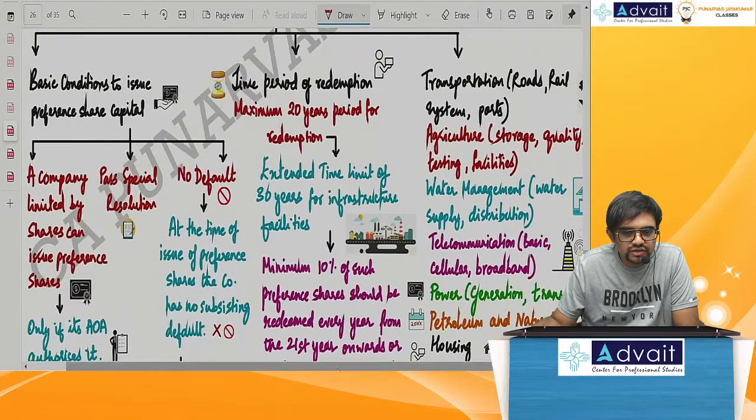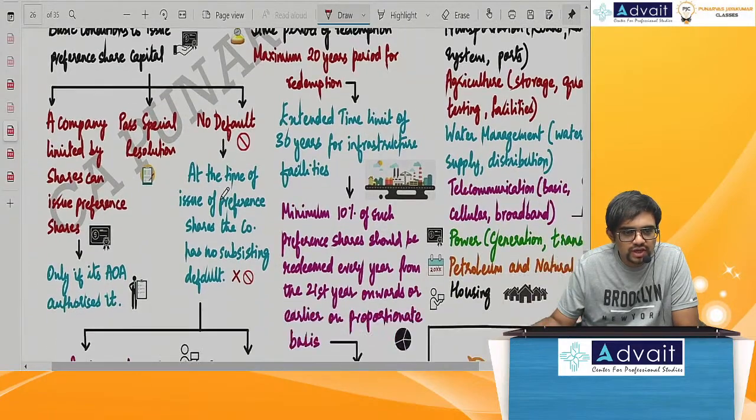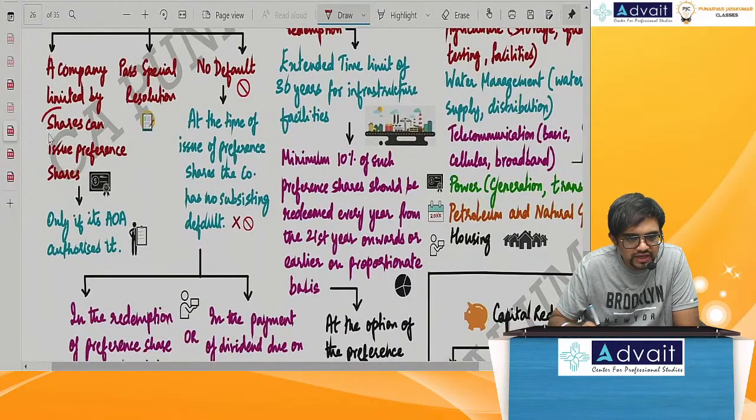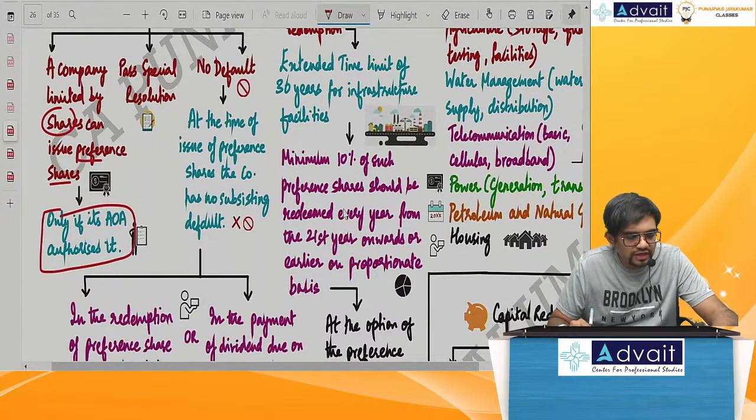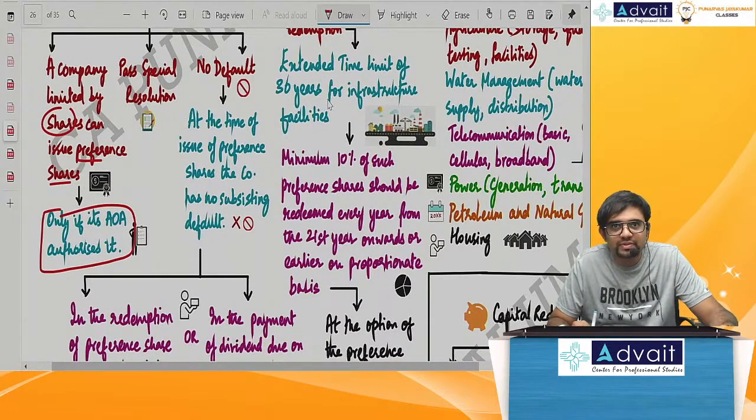So what are the basic conditions of the preference share issue? A company limited by shares can issue preference shares only if the AOA authorizes it. Only if the AOA authorizes. If the AOA does not authorize, you cannot do it. If the AOA is silent, can you issue preference share capital? Never. So the articles of association should authorize the preference shares.